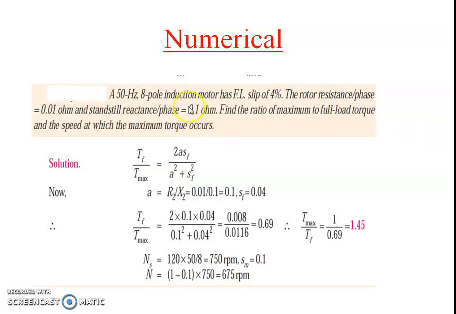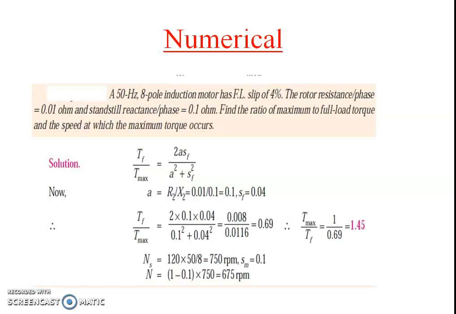An 8-pole induction motor has a full load slip of 4%. The rotor resistance per phase is 0.01 ohm and the standstill reactance per phase is 0.1 ohm. Find the ratio of maximum to full load torque and the speed at which maximum torque occurs. They haven't given any other details, so just read the example carefully.